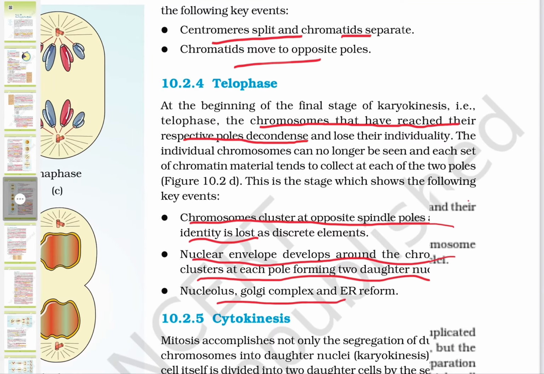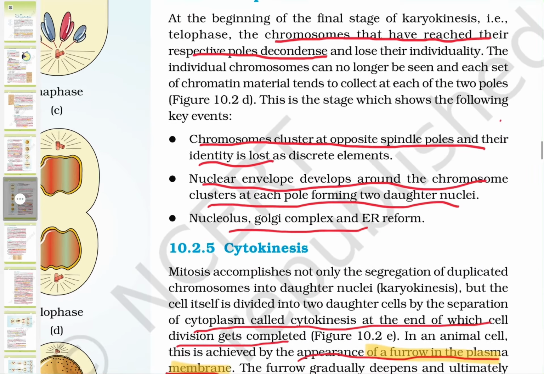Now let's come to the fourth and the final stage of karyokinesis that we have, telophase. Chromosomes अब उनके respective poles पे पहुंच चुके हैं and they decondense. And this stage shows the events, जो उसके key features हैं, कि chromosomes cluster at the opposite spindle poles and identity is lost. Now they form the chromatin material again, वो बन जाते हैं chromosomes जो पहले कॉम्पैक्ट थे, they again become that chromatin material. न्यूक्लियर एनवेलप और जितने भी न्यूक्लियोलस गोल्जी कॉम्प्लेक्स वे सारे वापस आ जाते हैं. It's just like the opposite of what happened during prophase.